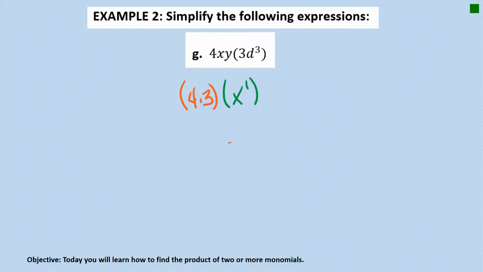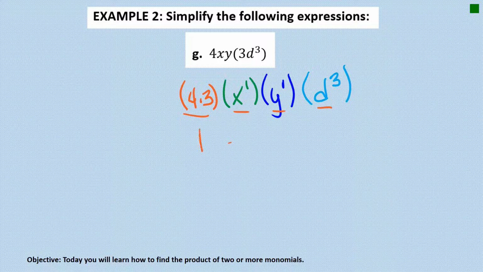Never know. The Y's come home. Y, he also just has a 1, but that's the only Y. And then who else is there? Well, there's those D's. And how many of those are there? 3. So I separate them all. Numbers, X's, Y's, D's. 4 times 3 is 12. There's 1 X, 1 Y, and 3 D's all together.